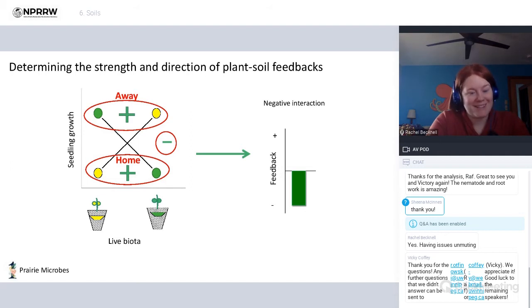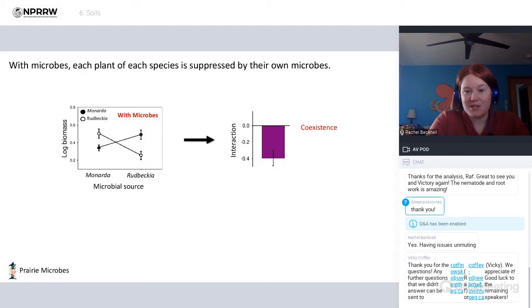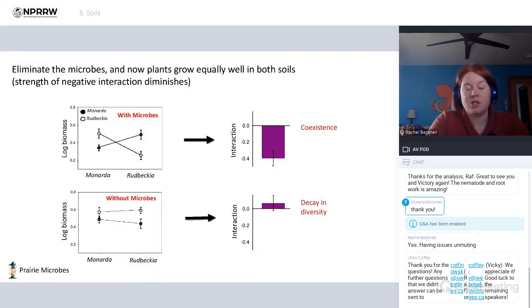So now to see if we actually saw this in my experiment, and in many situations, I did see this. This is Monarda fistulosa and Rudbeckia hirta. And you'll see that in the presence of soil microbes, each species grows relatively worse in their own soil than they do in the other species' soil. These are the circumstances that we would expect to see for these two species to be able to coexist with each other. Now, when we look at these two species in sterile soil, this relationship completely disappeared, showing that it really was the soil microbial communities that were impacting the growth of these plant species.